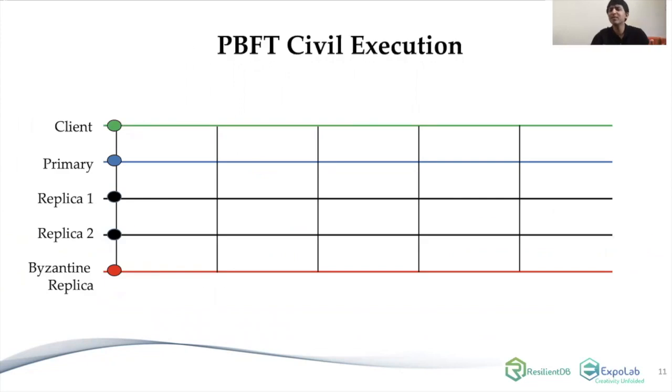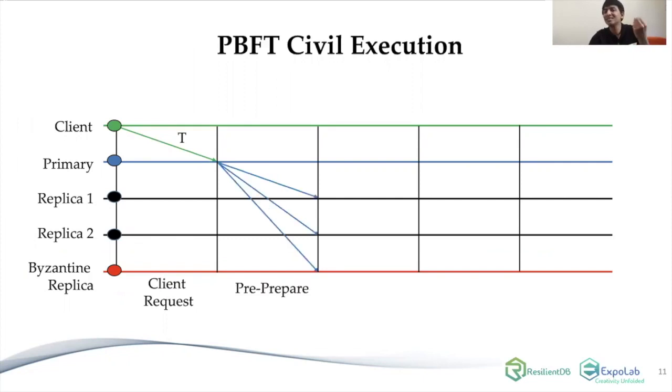So how does PBFT work in the case of GeoBFT? Well, the client sends its request to the primary, the primary assigns it a sequence number, and then it sends that request to all the other replicas.